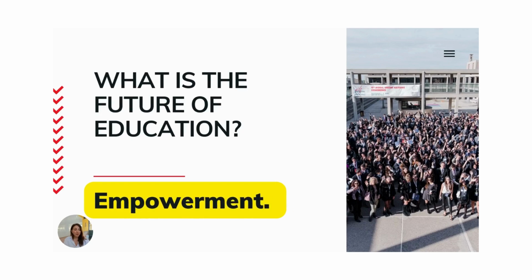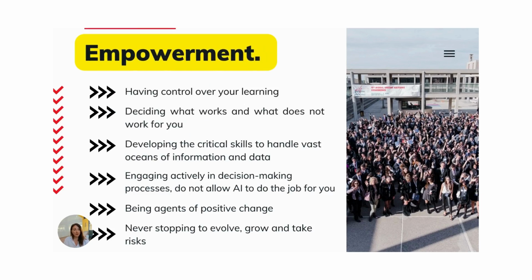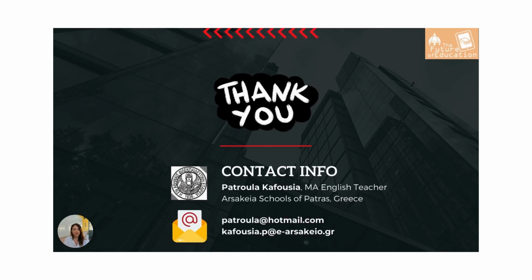So for us, what is the future of education? For me, it's empowerment. And what does empowerment mean? It's having control over your learning, deciding what works and what does not work for you, developing the critical skills to handle vast oceans of information and data, engaging actively in decision-making processes, not allowing AI to do the job for you, being an agent of positive change and never stopping to evolve, grow, and take risks.